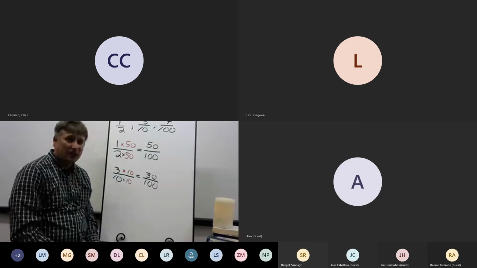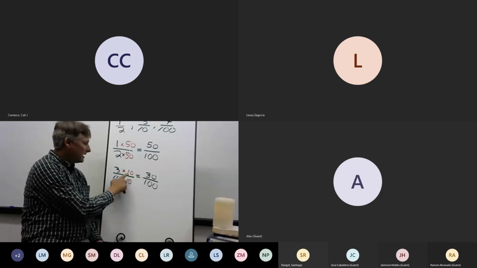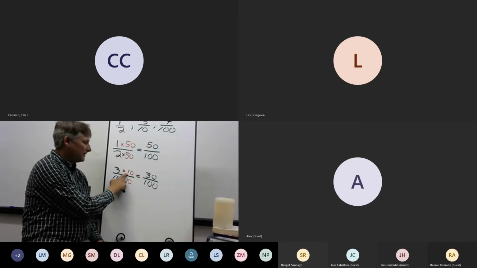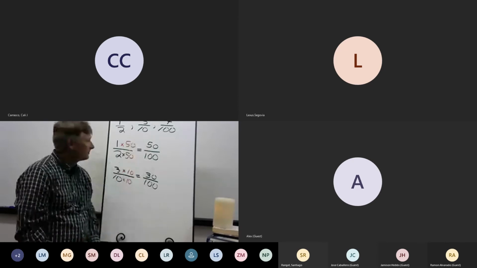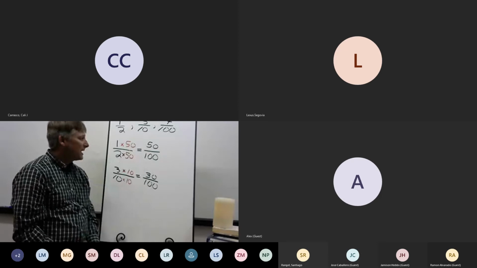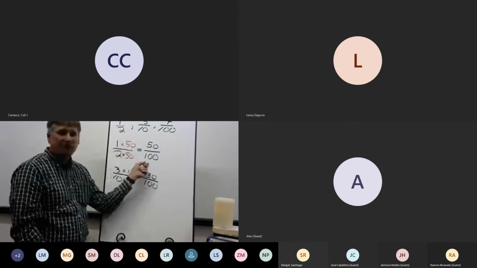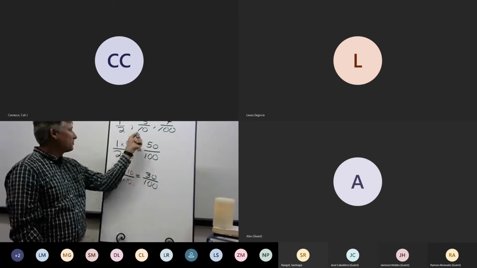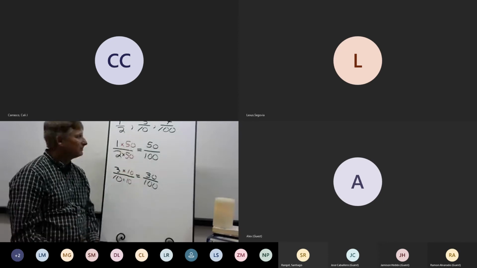Now, 10 times 10 is 100, so I went for multiplying by 10. But what I do to the bottom, I have to do to the top. And that forces this fraction to become 30 out of 100. So it turns out that 1/2 is the same as 50 out of 100. 3 tenths is the same as 30 out of 100.